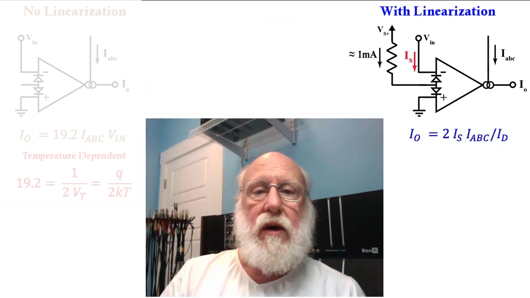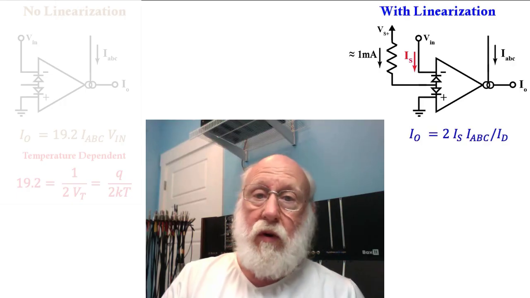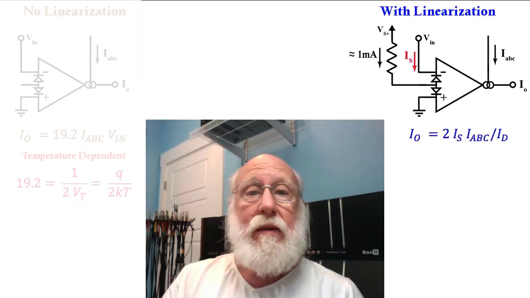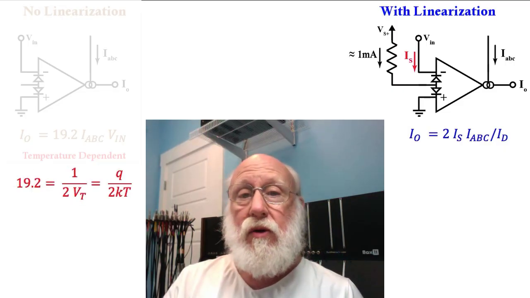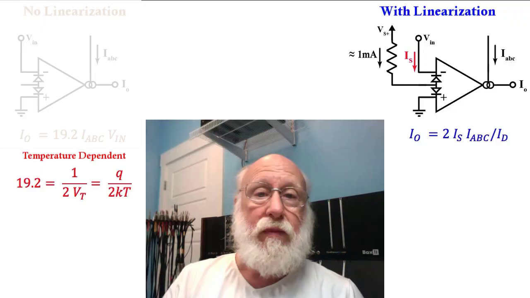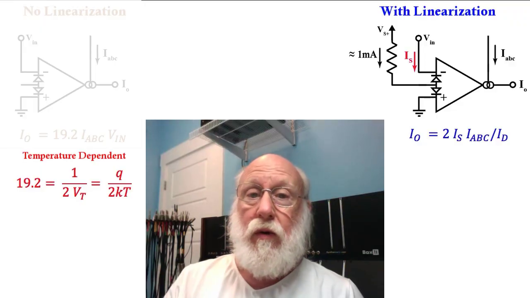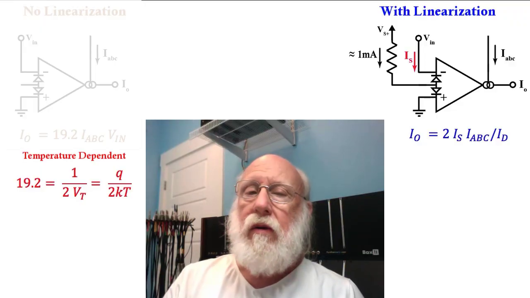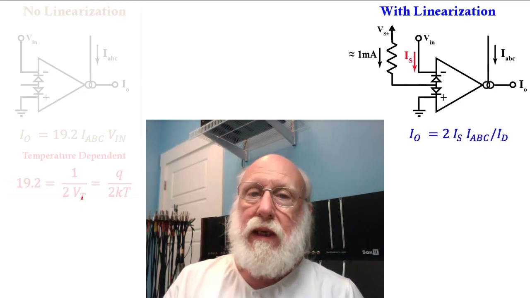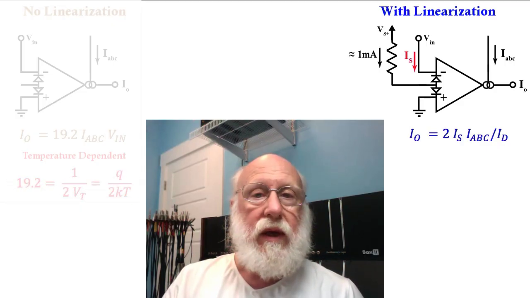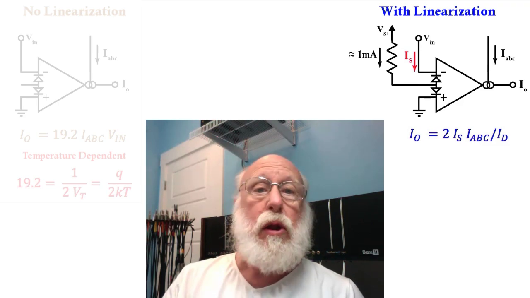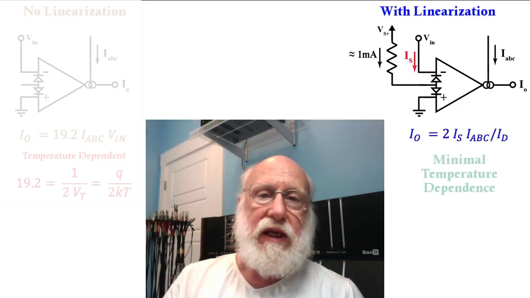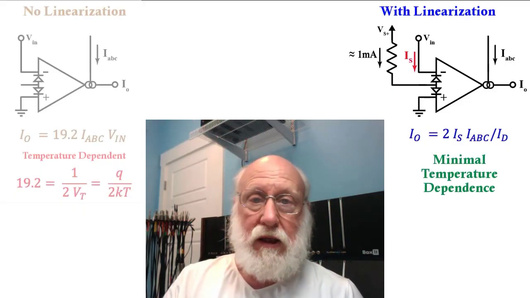Now, another thing to note about our little output current formula here is the 19.2 is not in there. Now remember, the 19.2 was the term that made the output current dependent on temperature. It's no longer there. So here is another advantage of using linearization. Not only can we increase the input signal to maximize our signal to noise ratio, this also effectively gets rid of a very large percentage of our temperature dependence.